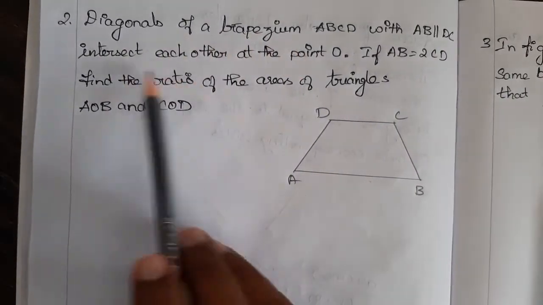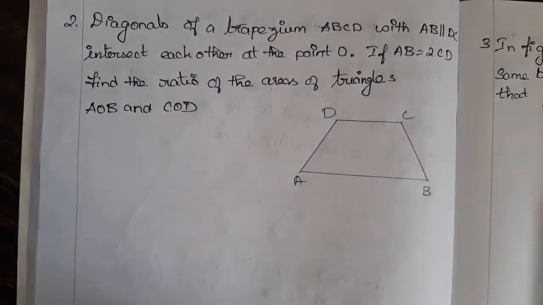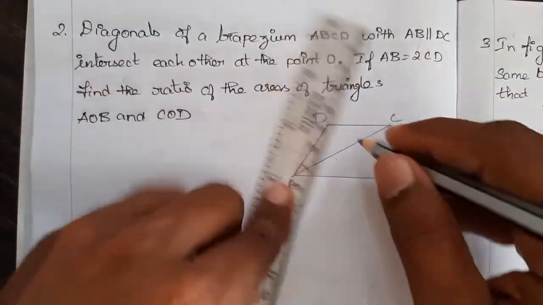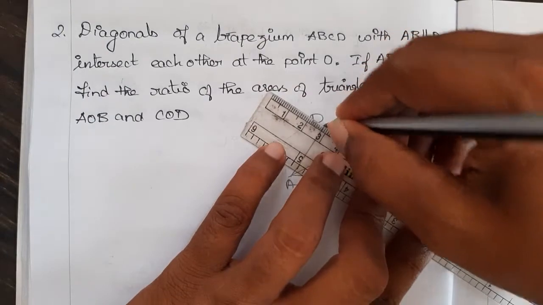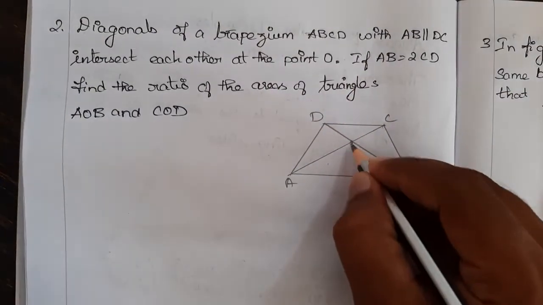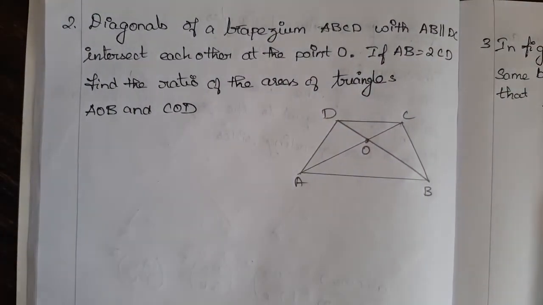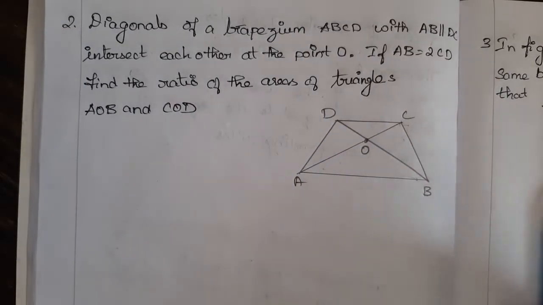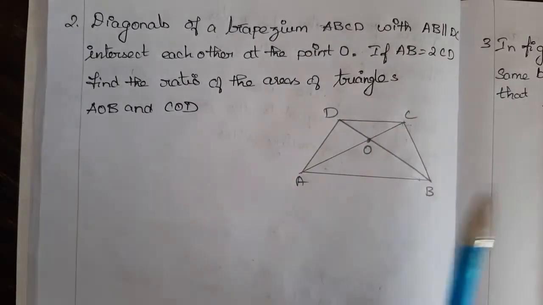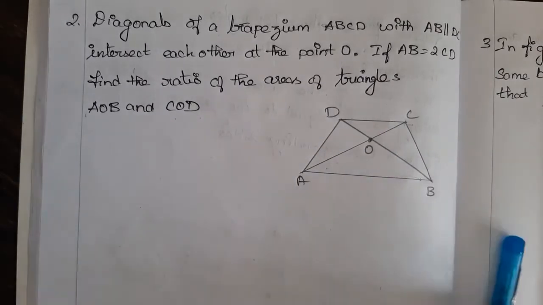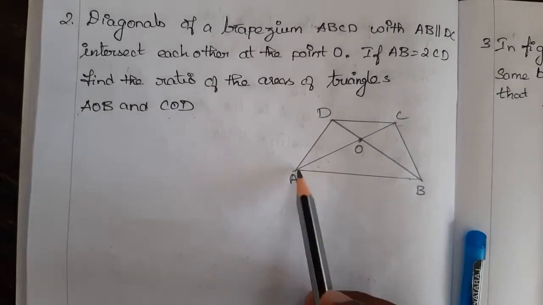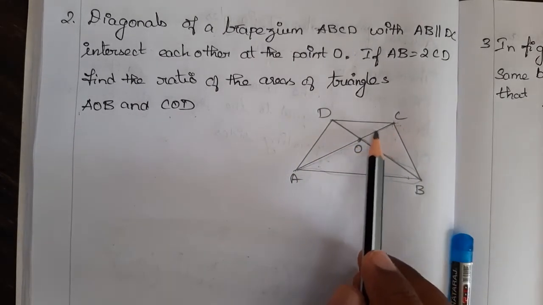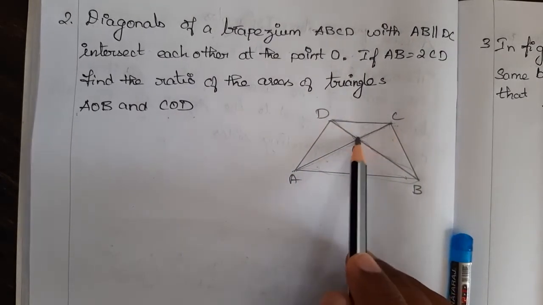The diagonals of the trapezium connect and intersect at point O. So we are connecting the diagonals, and that intersecting point is O. If AB is 2 times CD, find the ratio of the areas of triangles AOB and COD. So they are asking to find the ratio of the areas of these.